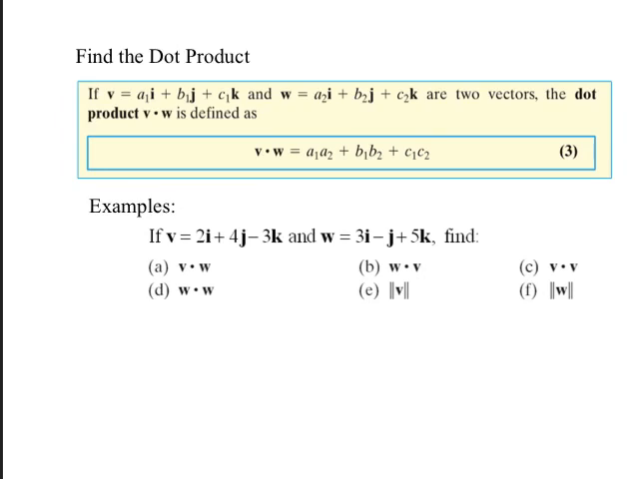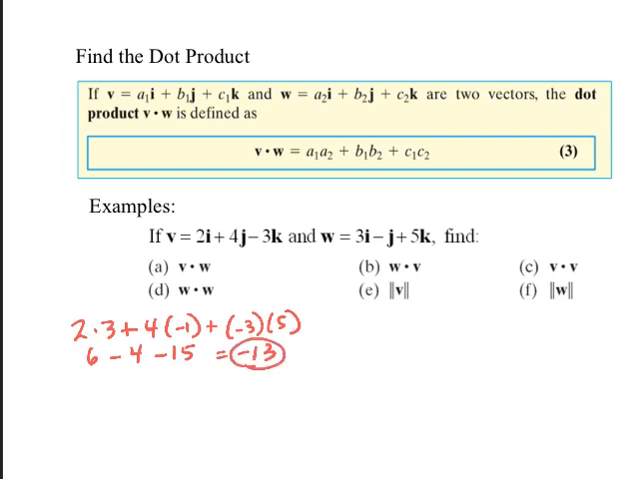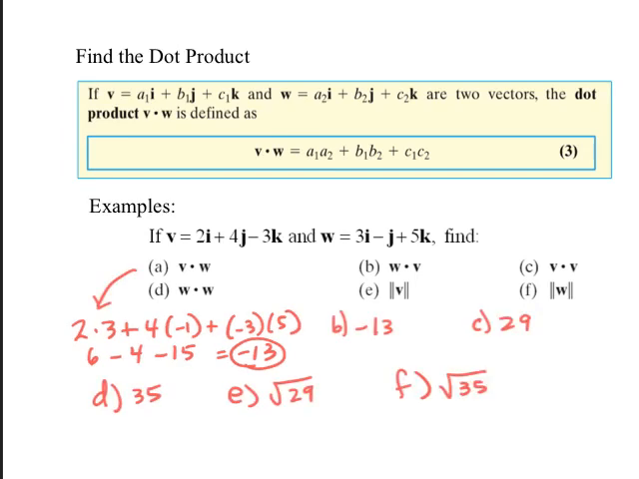So v dot w is going to be 2 times 3 plus 4 times -1 plus -3 times 5. And you end up with 6 minus 4 minus 15, which is -13. Okay, pause it here, try the rest on your own, and then unpause it. Okay, here are your answers.